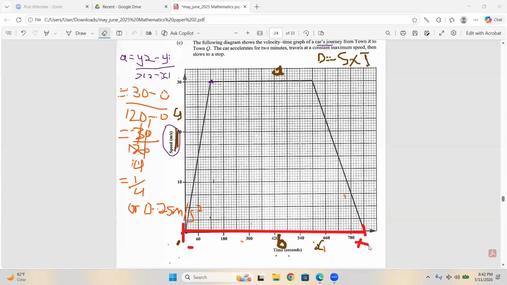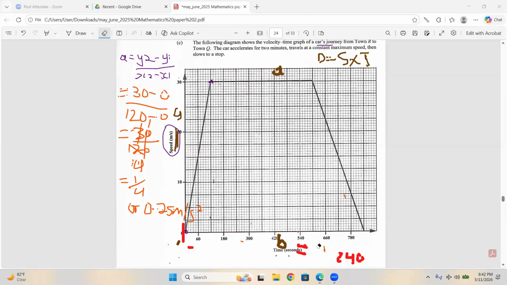if here's 780, we add 60 to that. What we get: 8 and 6 is 14, 7 add 1 is 8. We get 840 seconds. That's the time we deal with. So that means B is equal to 840. That's the length of B according to the time axis.